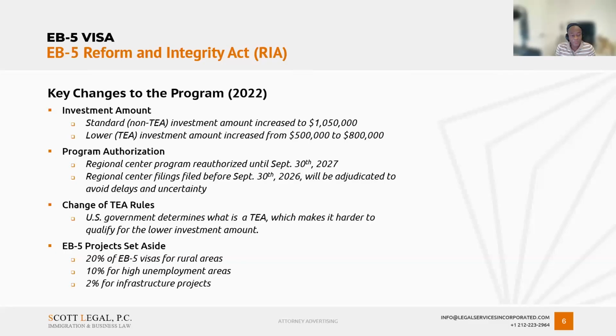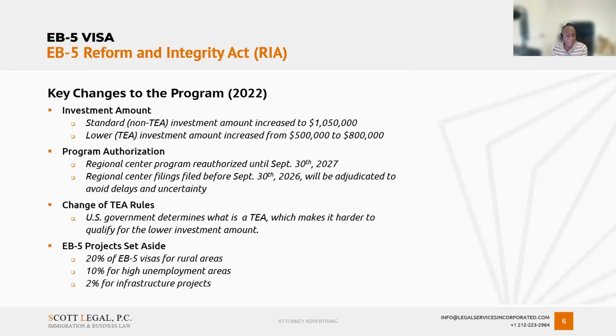I said that the regional center program had to be reauthorized periodically. The next time it has to be reauthorized will be 2027. But one good thing in the new law is that anything that's filed before September 30th, 2026 will actually be adjudicated, because last time when there was an issue with the reauthorization, USCIS just said, we're not adjudicating anything. So for a year and a half, the program was just stagnant, whereas this gives the security that they will continue to adjudicate.